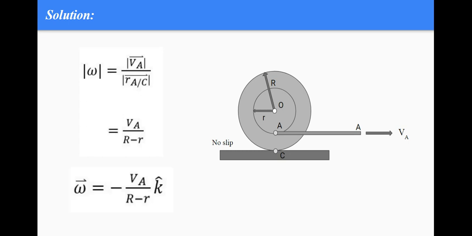Since velocity of A is moving to the right, the spool is rotating in a clockwise direction, which makes the angular velocity negative in the k direction.